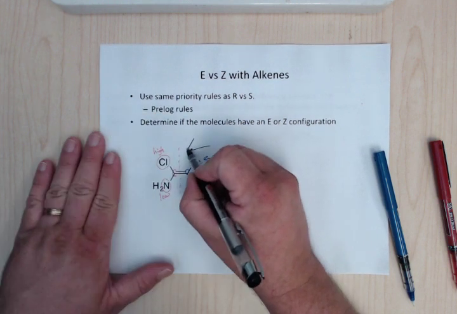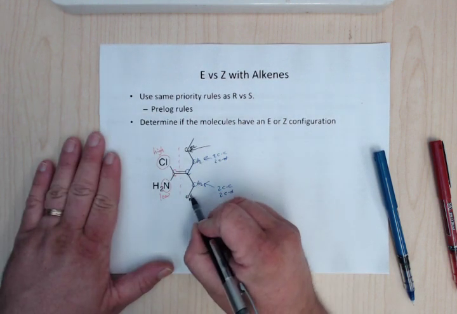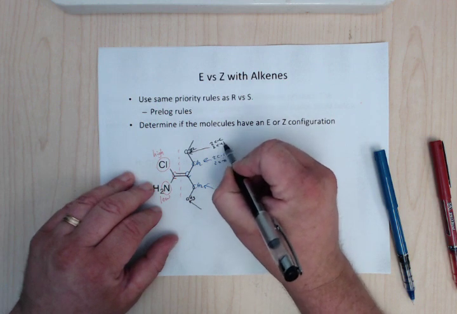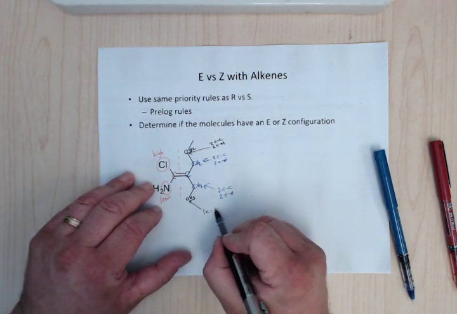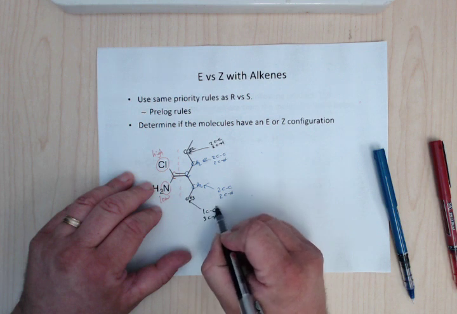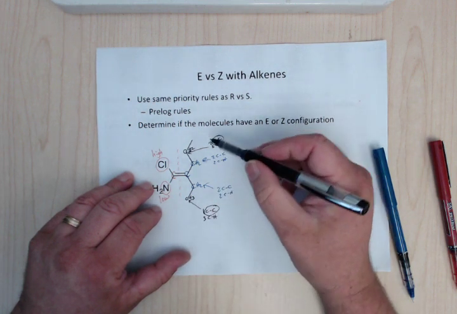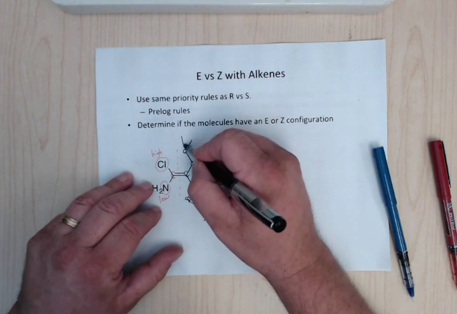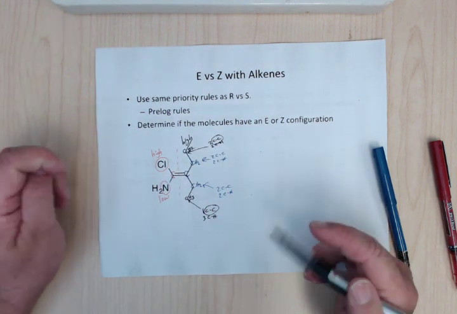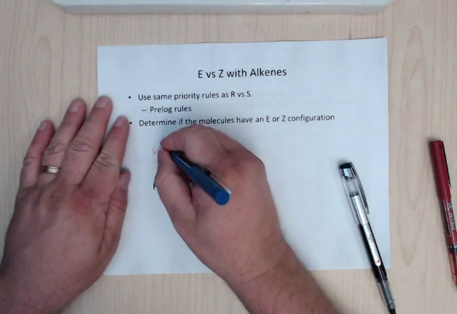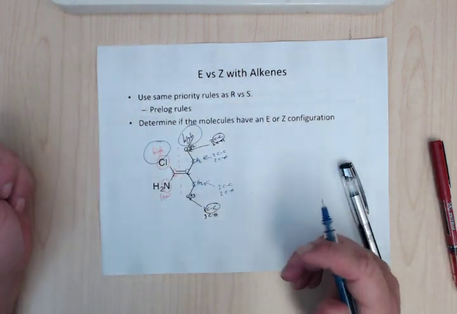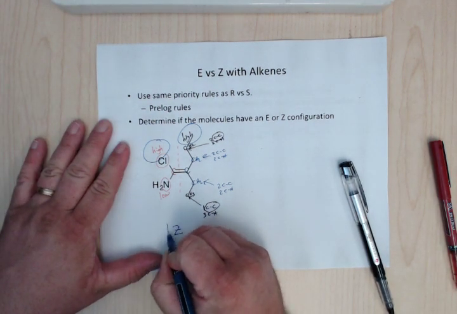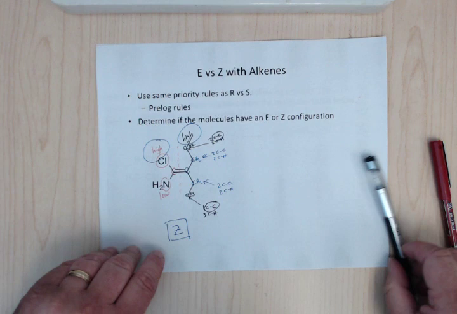Here versus here. So this is a CH2. This is a CH3. This one has 2 carbon-carbon, 2 carbon-hydrogen; the other has 1 carbon-carbon, 3 carbon-hydrogen. So they're both carbon-carbon, but this side has 2 of them. This one only has 1, so this is the high. Since the high sides are on the same side, that makes this Z. They are on the same side.